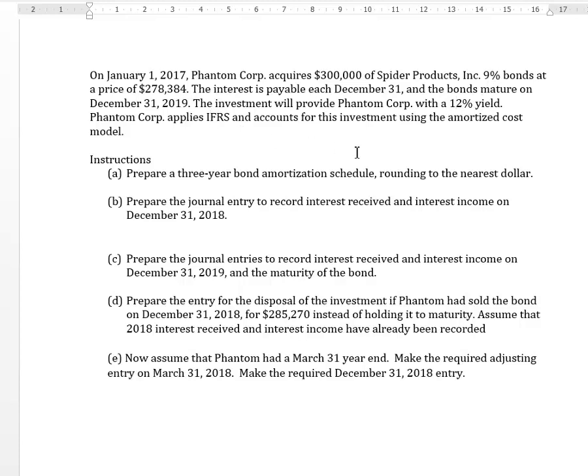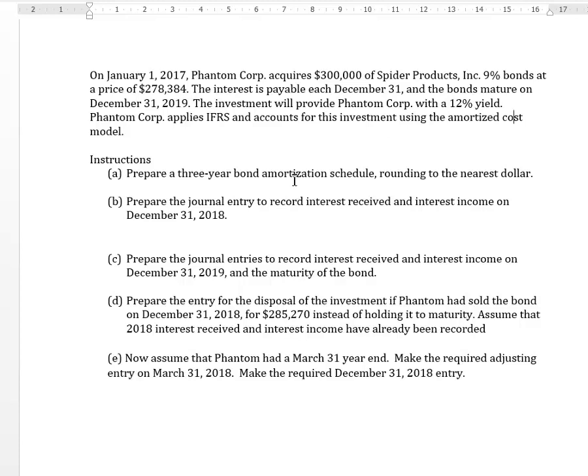Phantom applies IFRS. What that means to us, because we have a bond investment, is that we're going to use the effective interest method in order to calculate any interest income that Phantom is going to book on these Spider bonds. And they're going to account for the investment using the amortized cost model. Don't forget, under the amortized cost model, we amortize part of that discount into the bond investment to bring it up to $300,000 at the end of 3 years.